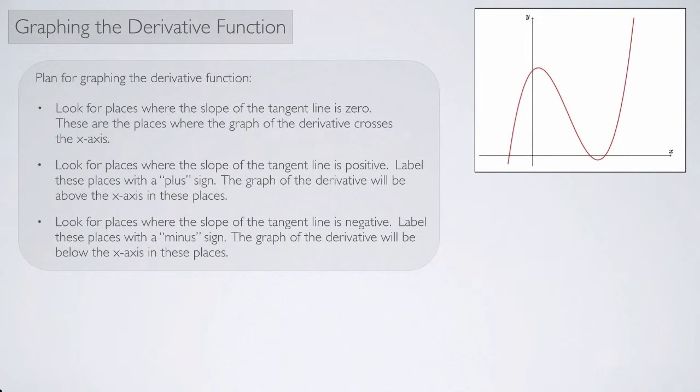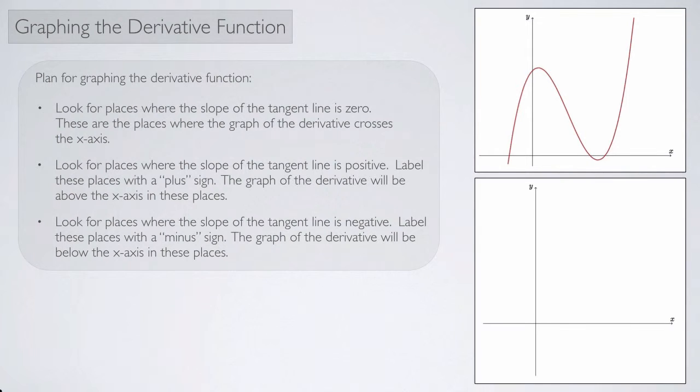So suppose we have this function right here, and there's no equation, we're just given a graph, and we want to try and graph the derivative function, and I'll do it on this set of axes here. Okay, so step 1, or the first bullet point, says look for places where the slope of the tangent line is 0. Those are usually places that are either maxima or minima, although they could also be what we call saddle points. Those are places that are neither maxima nor minima, but still have a horizontal tangent line.